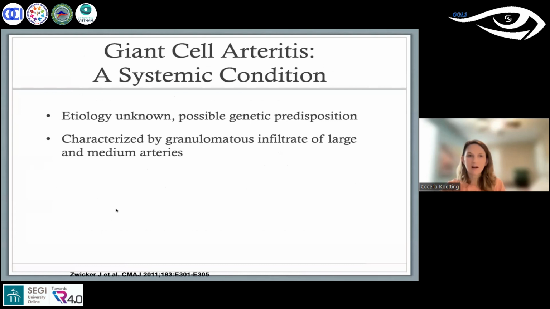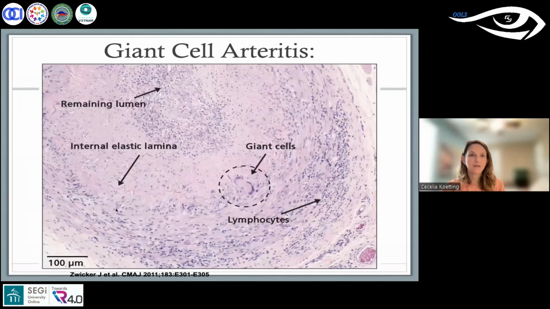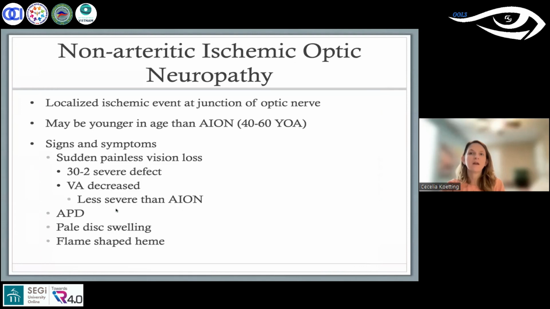So as we've been talking about systemic condition, and if you had a positive biopsy, this is what it would look like. Those are the giant cells. Now, what if it's not that? Well, then we're talking about a non-arteritic ischemic optic neuropathy. Now, the blood work comes back normal. The age is 40. The biopsy is normal. ESR, CRP, like I said, normal.